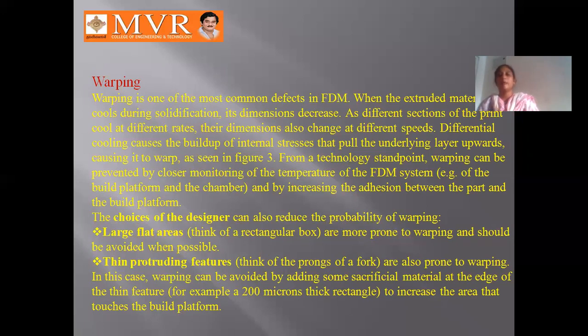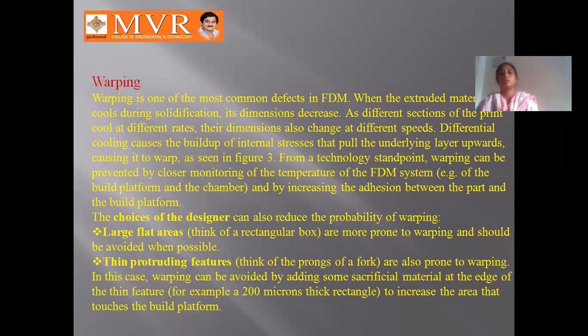What is meant by warping? Warping is one of the defects of the FDM process. When extruded material solidifies, different sections of the part cool at different rates, so the dimensions also change at different speeds. Differential cooling causes the buildup of internal stresses that pull the underlying layer upwards, causing it to warp.